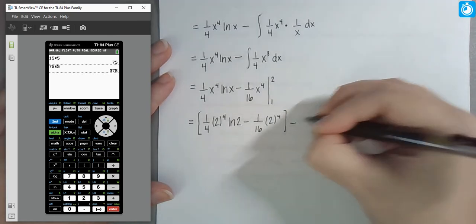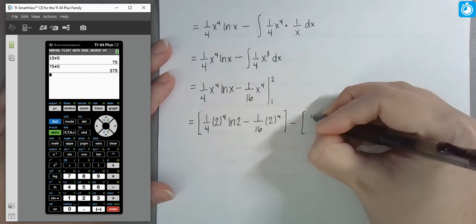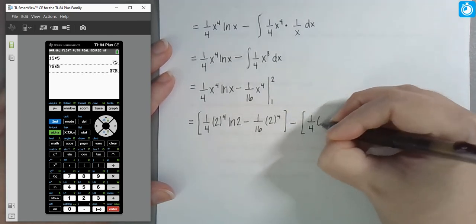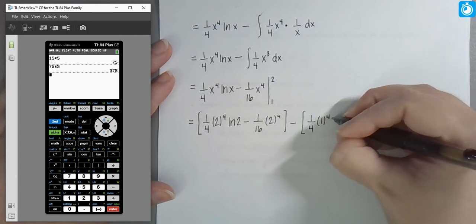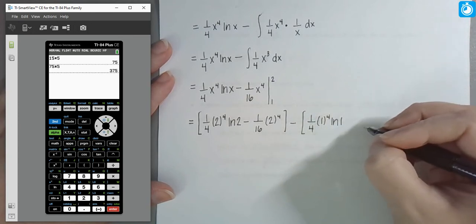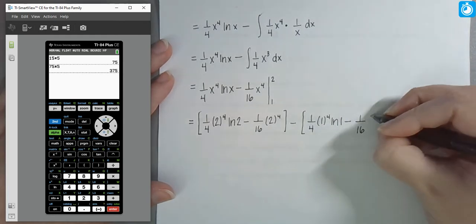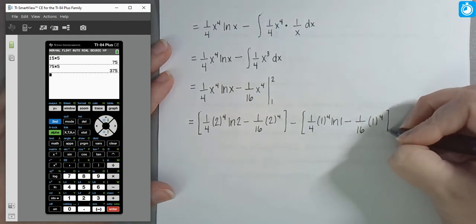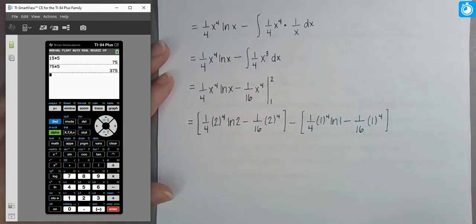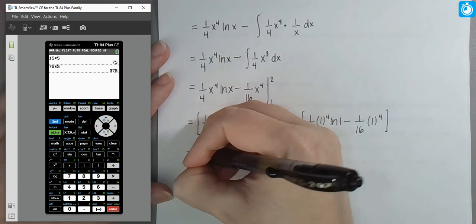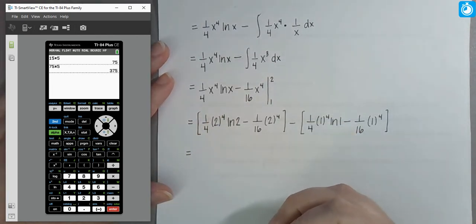And then we're evaluating the same expression with an input of 1. So 1/4 times 1 to the 4th times the natural log of 1 minus 1/16 times 1 to the 4th. So whatever all of this simplifies down to, that will be the value of our integral.